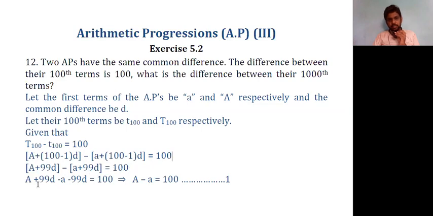Taking this minus inside, we have capital A plus 99D minus a minus 99D is equal to 100. So minus 99D plus 99D gets cancelled. So capital A minus small a is equal to 100. We keep this as first equation.